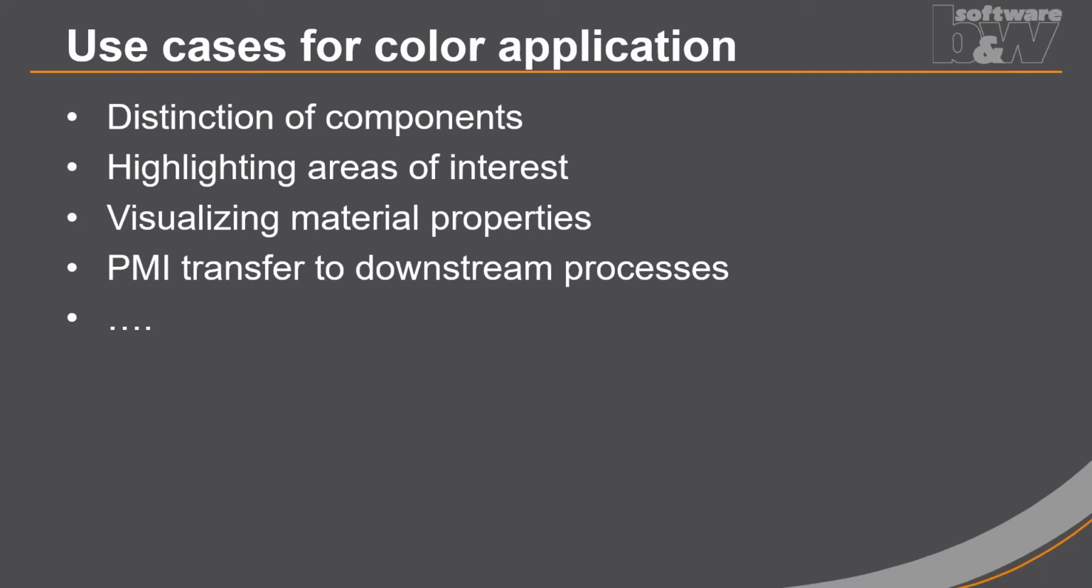coding. Color coding itself, you know it by yourself, your models, your assemblies. You can do a lot of things with it. For example, distinction of components in an assembly. You can highlight areas of interest in your parts with different options. You can visualize material properties, and you can transfer PMI information to downstream processes, and many, many more.